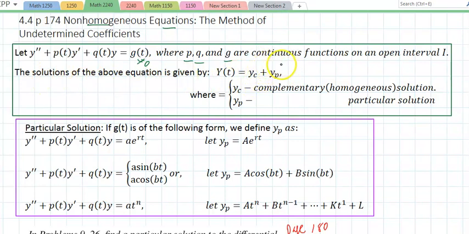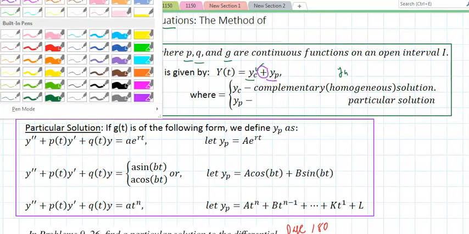I don't know why they call that y complement. It would have been easier if they would have called it y sub h, the homogeneous. So you find the homogeneous solution, you find the particular solution corresponding to this function, and you add them. So you do those individually.